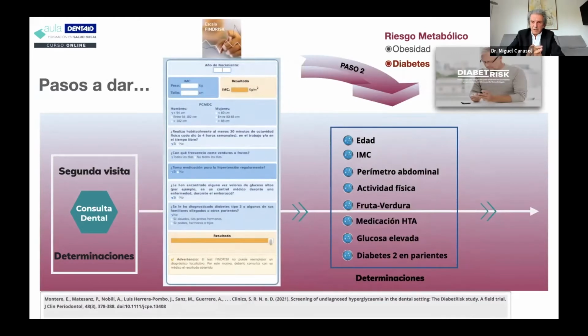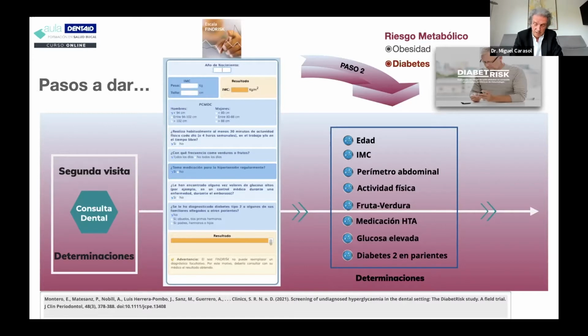How do we do this in the dental office? Look, usually we use this test, which is explained here, which is called FINDRISC, because it was described in Finland for the first time. We ask several questions to the patient: their age, the body mass index, as we have measured there, the waist circumference, which we also have measured already, and some questions about physical exercise. How often do they eat fruits and vegetables? If they are taking any medication for high blood pressure, or if they have had high blood sugar levels during pregnancy, for example, and if they have very close relatives with diabetes type 2.